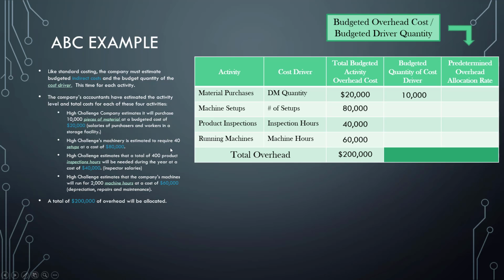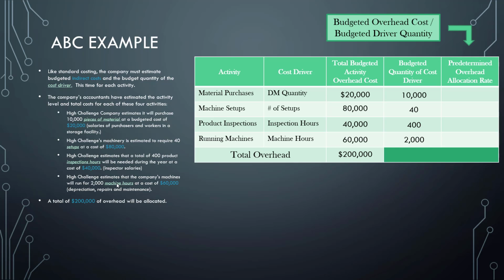For setups, their driver was the number of setups. They're estimating it's going to take 40 setups for production during the period. For inspecting, they're using inspection hours as their driver, and they estimated it was going to take 400 inspection hours. And for machining, they're going to use machine hours as their driver, and they estimated it was going to take 2,000 machine hours.